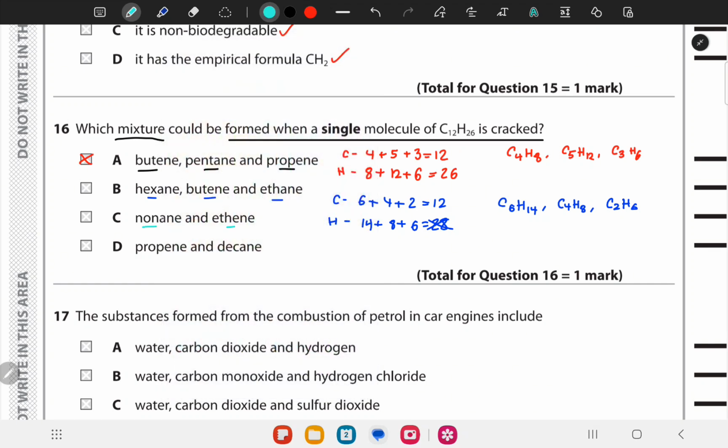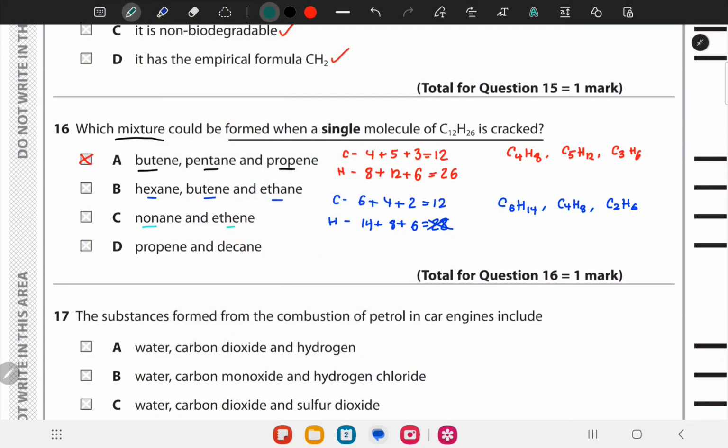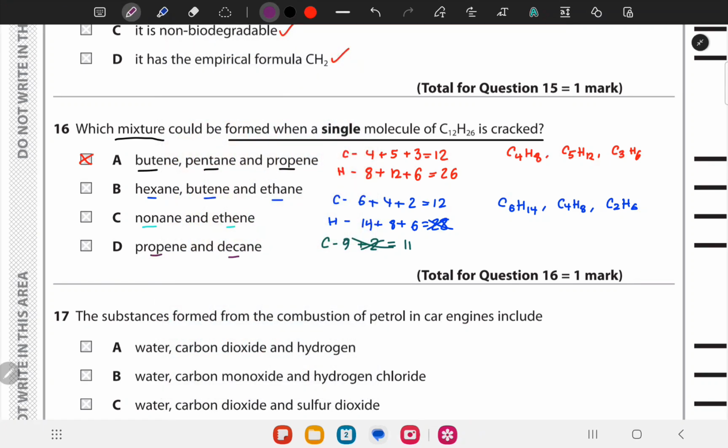For this, nonane has 9 carbons and ethene has 2. This adds up to 11, so this doesn't work out. And if we look at propene and decane, propene has 3 carbon, decane has 10 carbon, this is 13, this doesn't add up. So A is the only answer we have.